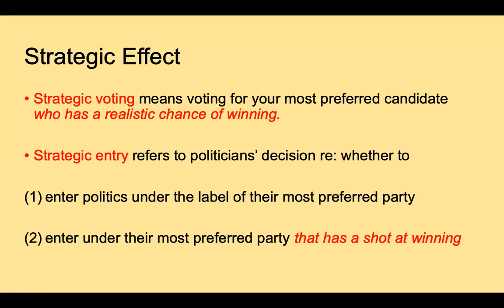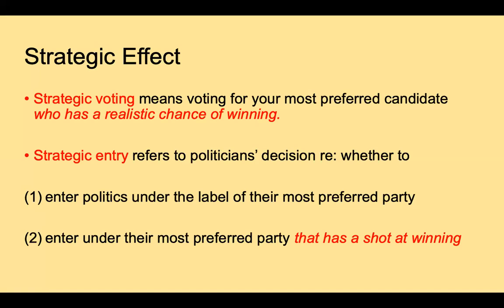So in a majoritarian system like the United States, where we have single member districts and first past the post voting, as it's called, there's a strong incentive for voters to vote for the candidate they prefer who has a realistic chance of winning. Not their most preferred candidate, but their most preferred candidate who has a realistic chance of winning. Now, think about what that means for a moment.